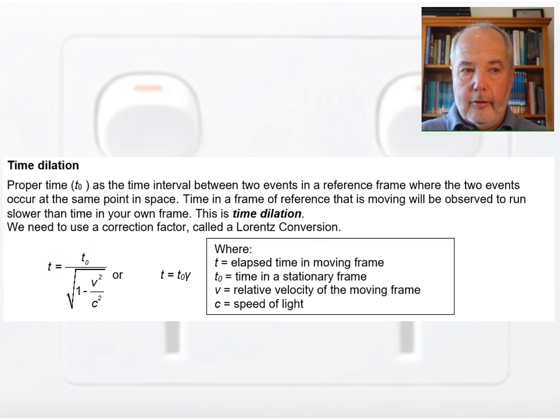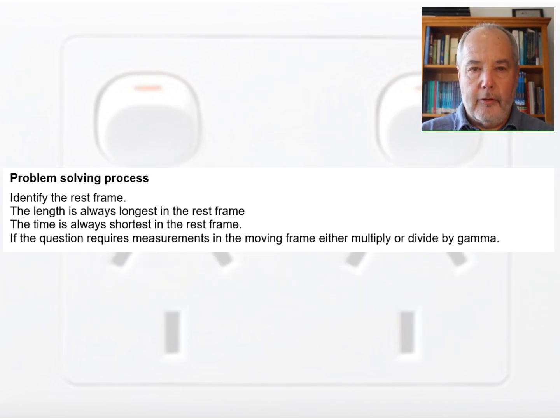This is time dilation. I think there is a basic process for solving all of these time dilation and length contraction questions, in 4 steps. The first one, find the rest frame. Identify which is the rest frame from the question being asked. Understand that the length is always longest in the rest frame, and the time is always shortest in the rest frame. So if the question is asking you to deal with something in the moving frame, then either multiply or divide by gamma to change the size of the value.